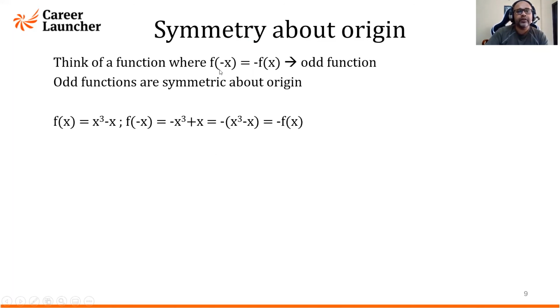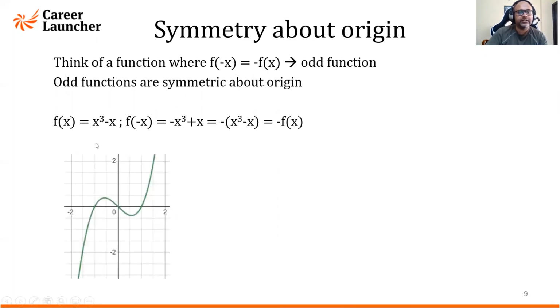Let's take an example of an odd function. If you take f of x in the form of x cube minus x, then you can observe f of minus x is this much, and minus f of x will also be the same. So this f of x is said to be an odd function, and if you draw the graph for this, this is the graph of an odd function. It's always symmetrical about your origin.